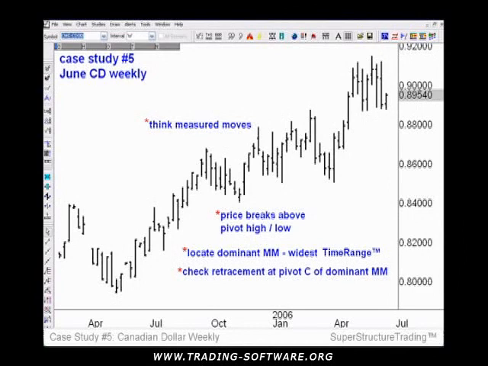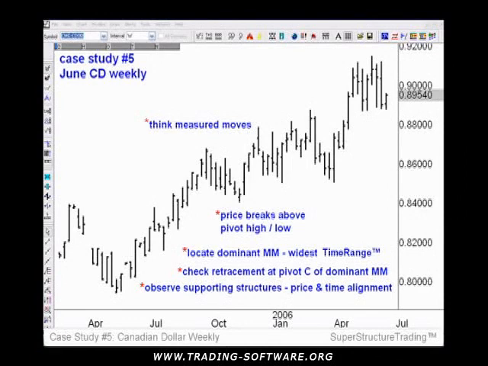You then check the retracement at pivot C of the dominant measured move. Is it deep? Is it shallow? Finally, observe supporting structures. What you're looking for here is price and time alignment. How are the retracements? Are they getting deeper or shallower? How are the time range comparisons? Are they getting narrower or wider? When everything aligns properly, a dominant structure turns into a superstructure.